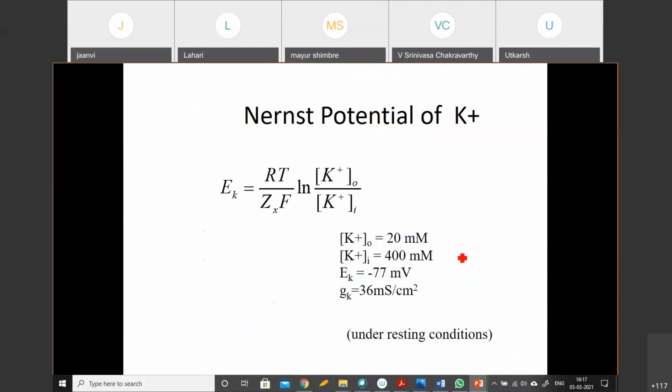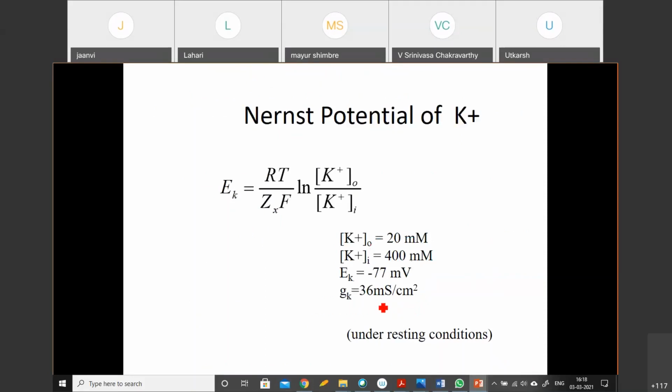So now if you calculate the Nernst potentials of different ionic species, for potassium, the typical figures, like I said, so K+ O refers to outside, K+ I refers to inside. Potassium is high inside and low outside. So if you plug this in, you get a value of EK, the Nernst potential of potassium, to be minus 77 millivolts. And GK, which is this conductance, happens to be 36 millisiemens per centimeter square under resting conditions.